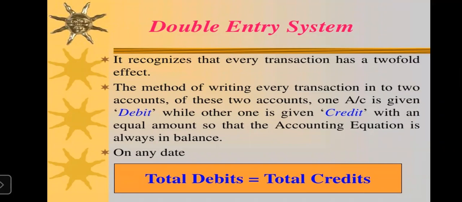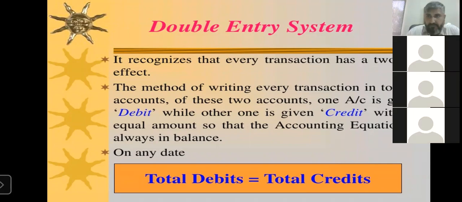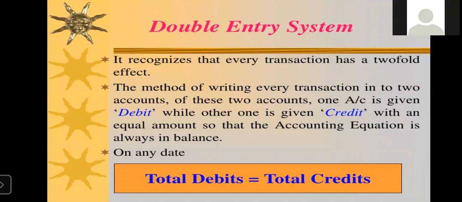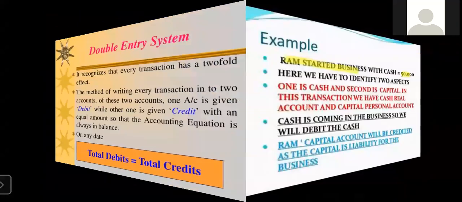Double entry system recognizes that every transaction has a twofold effect. Second, the method of writing every transaction into two accounts. Of these two accounts, one account is given debit while the other one is given credit with an equal amount so that the accounting equation is always in balance. On any date, total debits equal total credits.